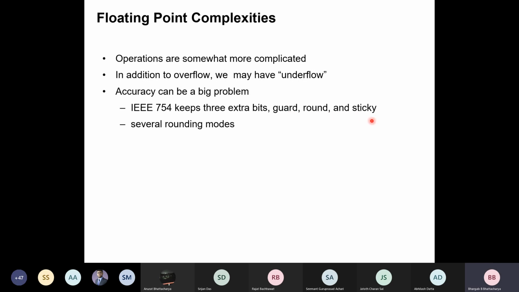These are 3 extra bits after the mantissa, after the least significant bit of the mantissa. These are called guard, round, and sticky. So maybe we will discuss them later on. These are used so that the ultimate result becomes more and more accurate. During operations, these bits are used. They are not visible for representation.